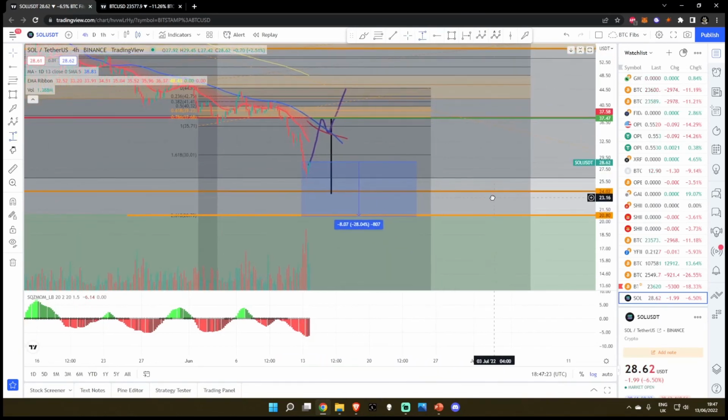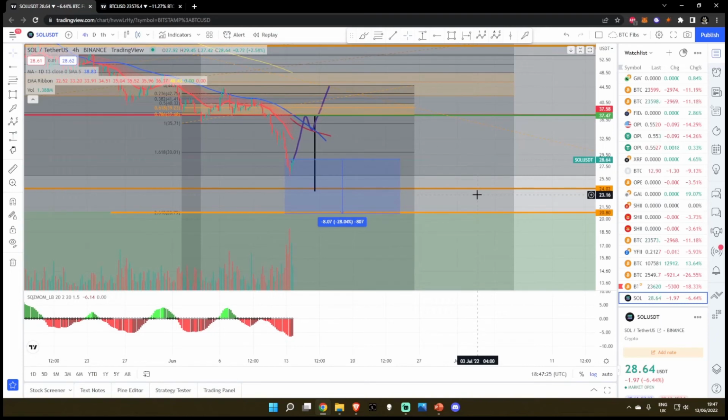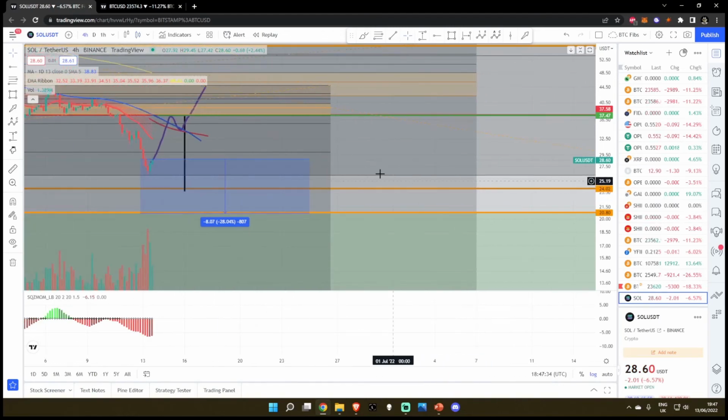So right off the bat, I would say in the lower time frames, within the next day or two, maybe within the next 4 to 5 days, the next target down for Solana would be $20.80. So how would you trade this?